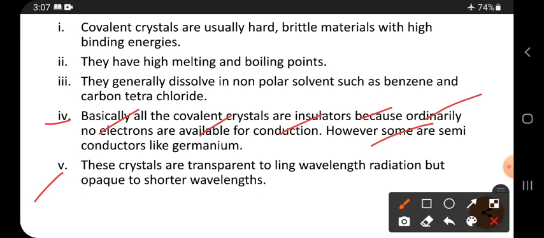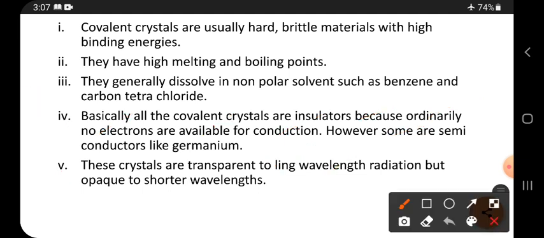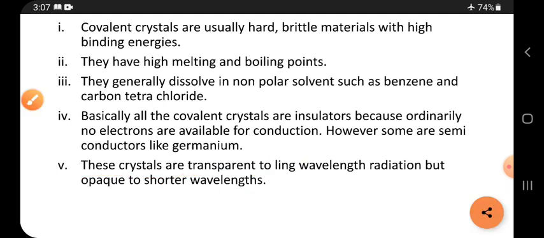These crystals are transparent to long wavelength radiations, but opaque to shorter wavelengths. Opaque means that they can act as a black body, which means that for shorter wavelengths we cannot see outside bodies, and for longer wavelengths we can see the outside bodies.